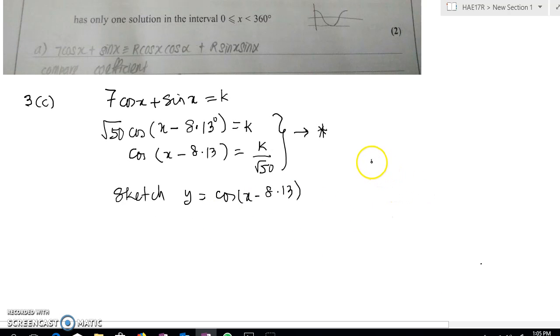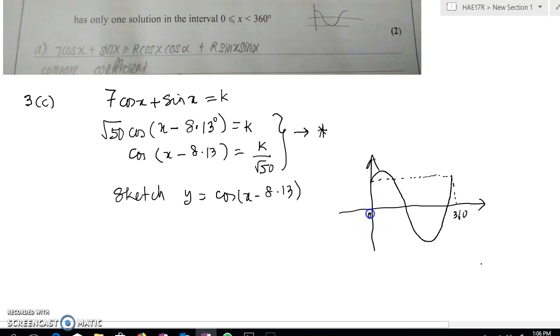Let me sketch on the right side. So imagine if we shift it, the highest point is going to move down to the lowest point, and then come up to here. This point should be in alignment with this point. So we know here is 0 to 360. Once you sketch the correct graph, the highest point is 1, the lowest point is minus 1.